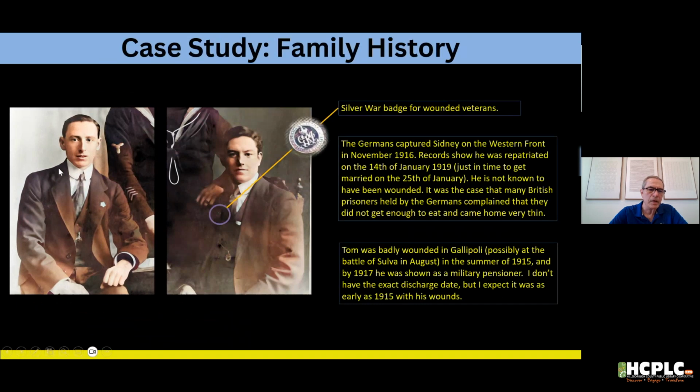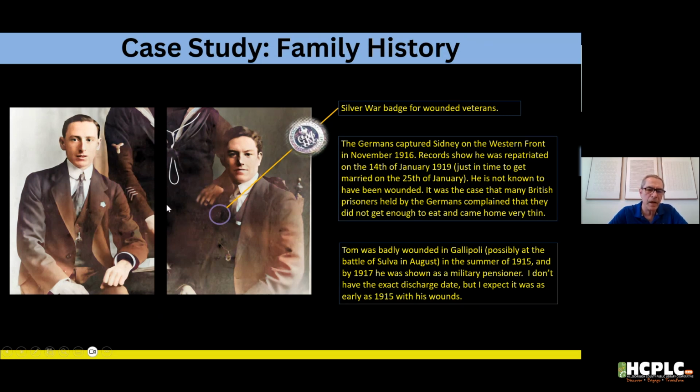Then I looked at the 2 guys in civilian garb. Now this guy on the left here was a prisoner of war, and we can see he was very thin. So now I'm using the context of what he was doing. And this guy here, we saw him earlier, still wearing the badge, was wounded in Gallipoli. He was stabbed and shot, or bayoneted and shot in 1917.